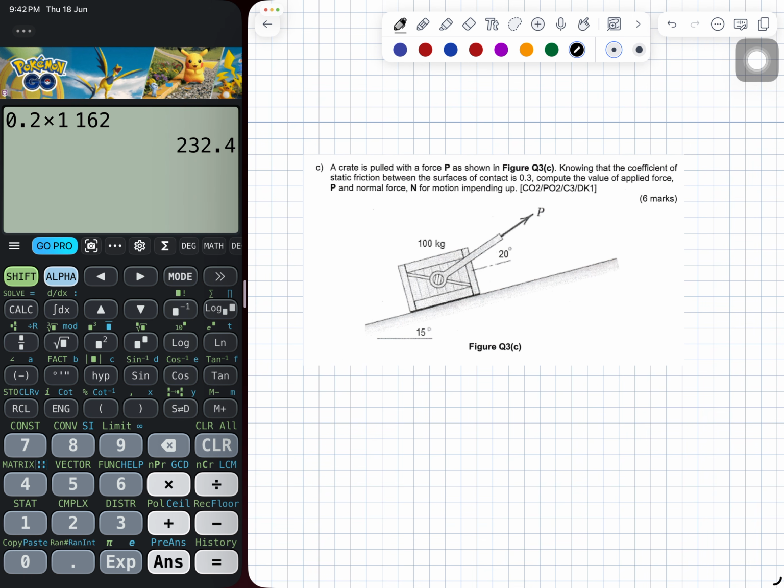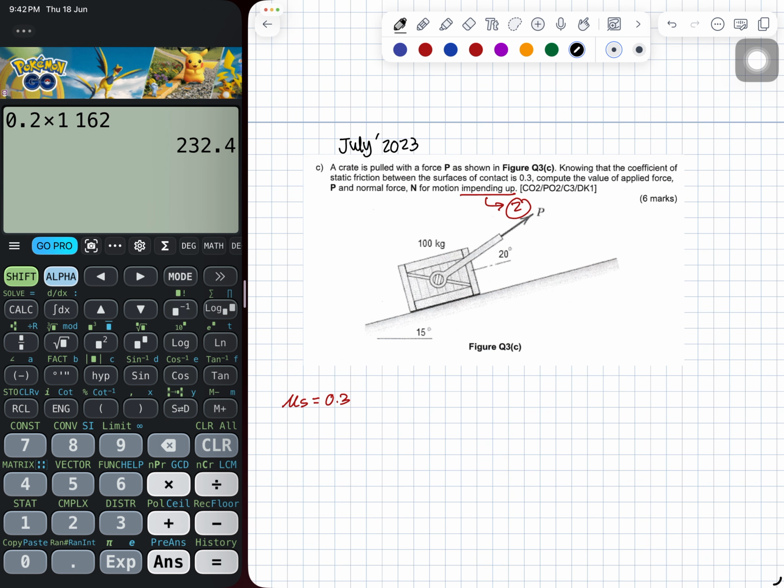This is from the final exam, July 2023. We have a crate pulled with a force P as shown in the figure, knowing that the coefficient of static friction between the surfaces is mu s equals 0.3. Compute the value of the applied force P and normal force N for motion impending up. Impending up means that this is the second condition.